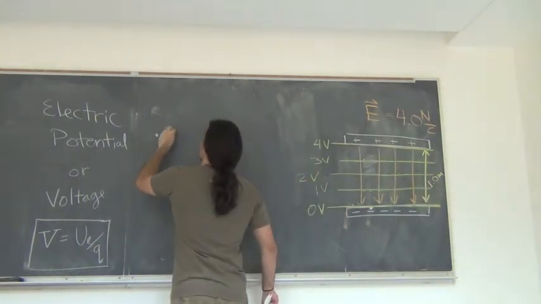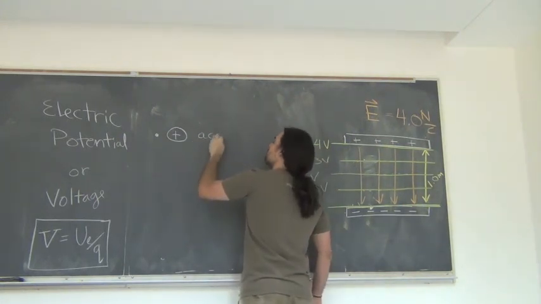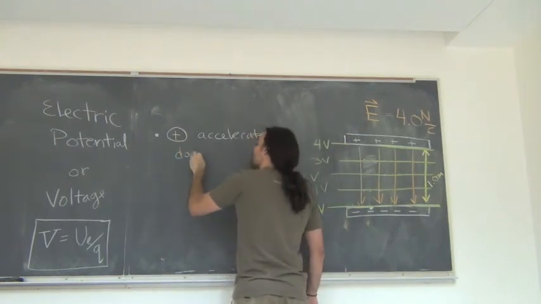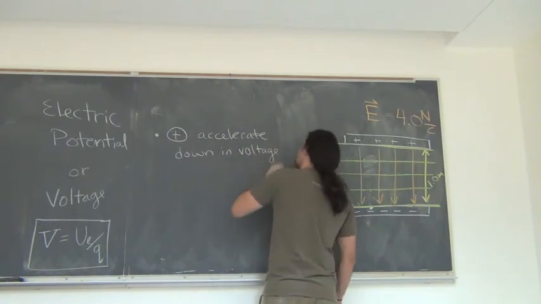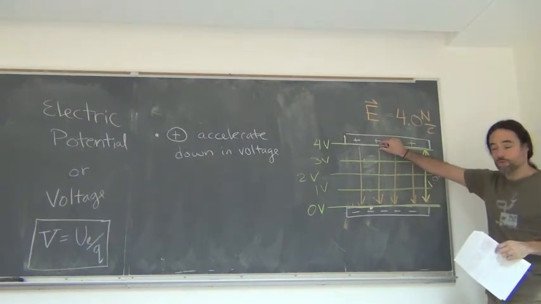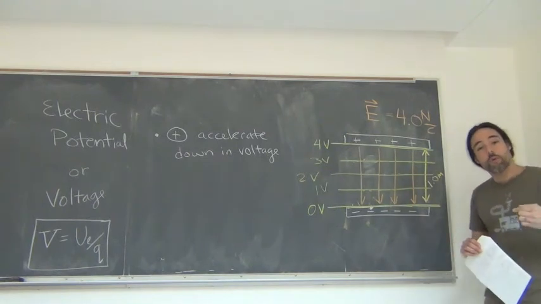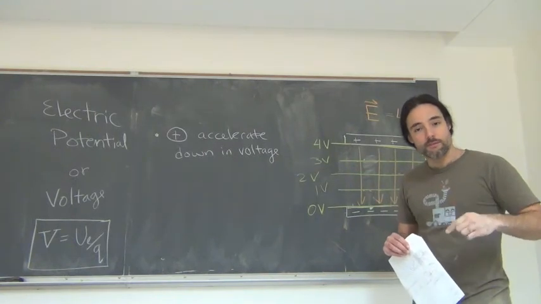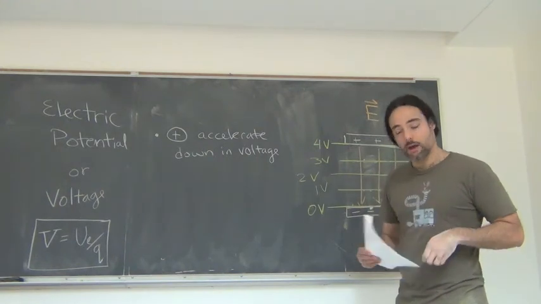The first thing I will note is that positive charges accelerate down in voltage. That's fairly easy to see. If I put a positive charge up here at 4 volts, it's going to be repelled and pushed towards lower voltage. This is also why electric current in a battery flows from the positive end of the battery to the negative end. Positive charges accelerate down in voltage.